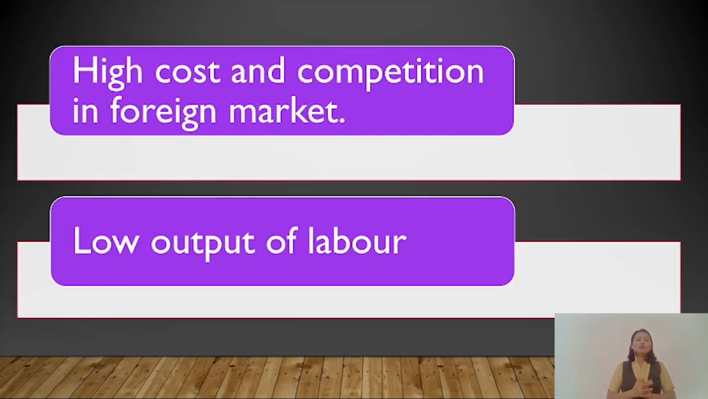And the last one is low output of labor. Labor are not able to produce cotton according to their ability or their potential. So these are the problems faced by the cotton industry nowadays.